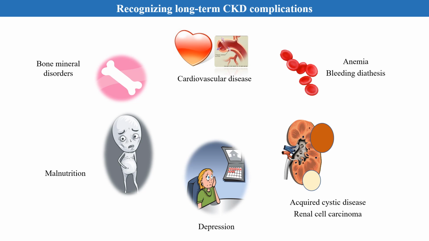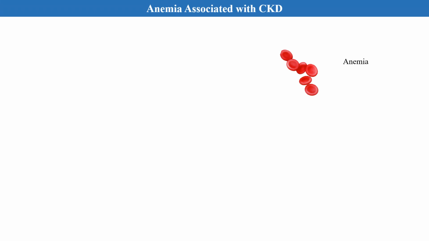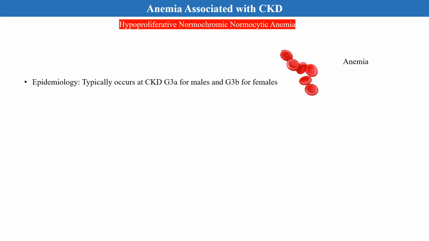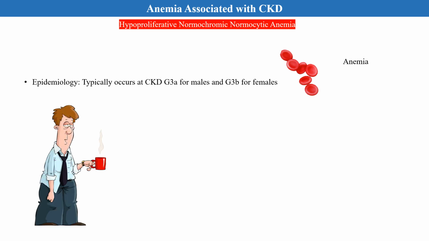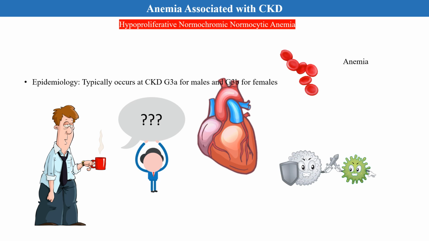Anemia is a major complication of CKD. Anemia associated with CKD is a hyperproliferative, normochromic, normocytic anemia that typically occurs at CKD G3A for males and G3B for females. Anemia is associated with fatigue, poor quality of life, difficulty with concentration, impaired judgment, left ventricular hypertrophy, impaired immune response, and platelet dysfunction, among others. Additionally, anemia is a risk multiplier for mortality in patients with CKD.